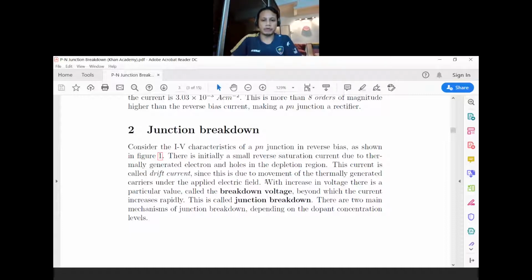With an increase in voltage here, there is a particular value called junction breakdown. Breakdown voltage. Sorry, breakdown voltage.